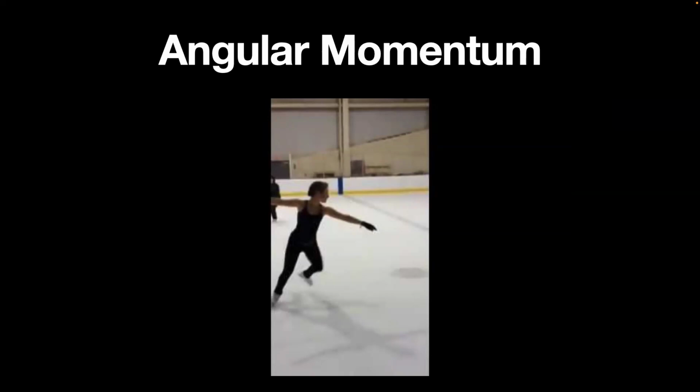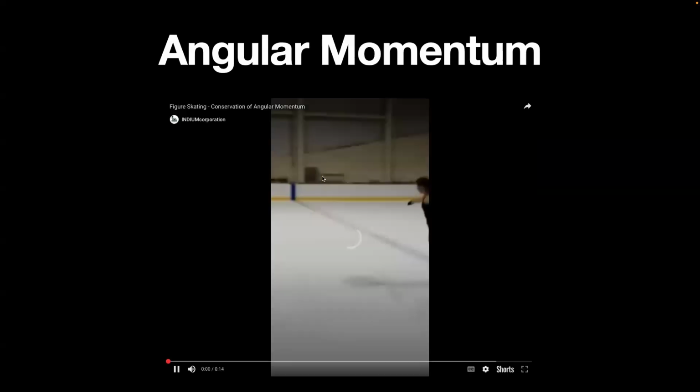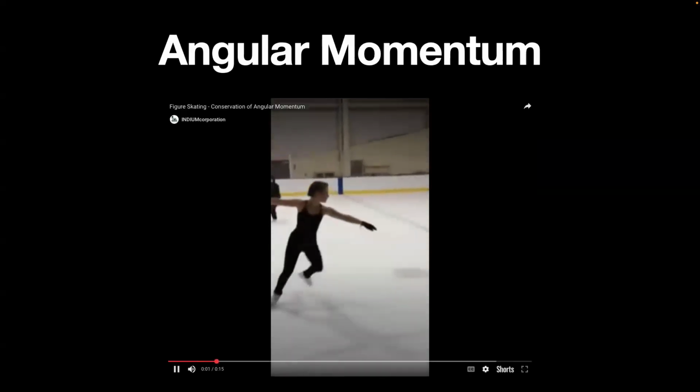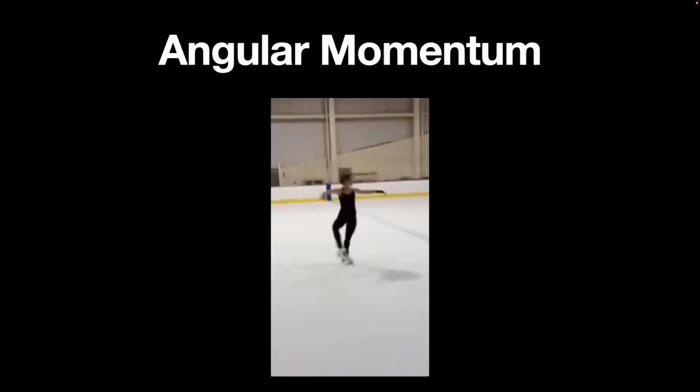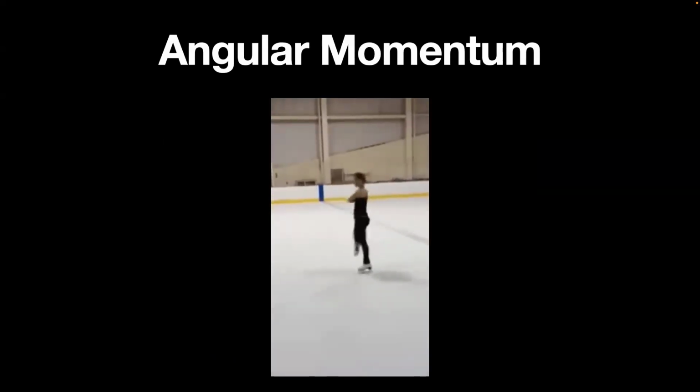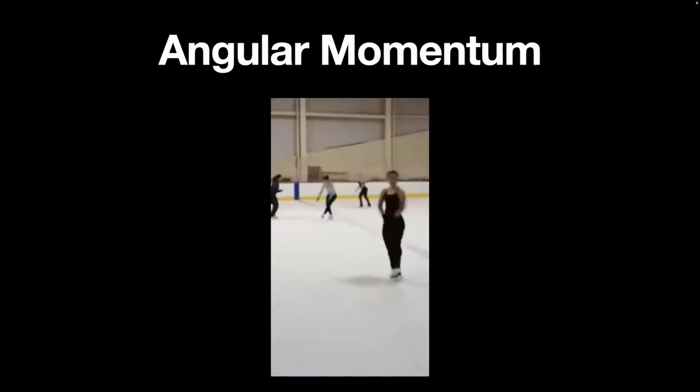So kind of the classic example of this is an ice skater spinning in a circle. When their arms are away from their bodies, they slow down. When they pull them in, they go faster. I'm going to see if I can actually play this video for you. There we go. The arms out. Pull them in. It's going faster and faster.